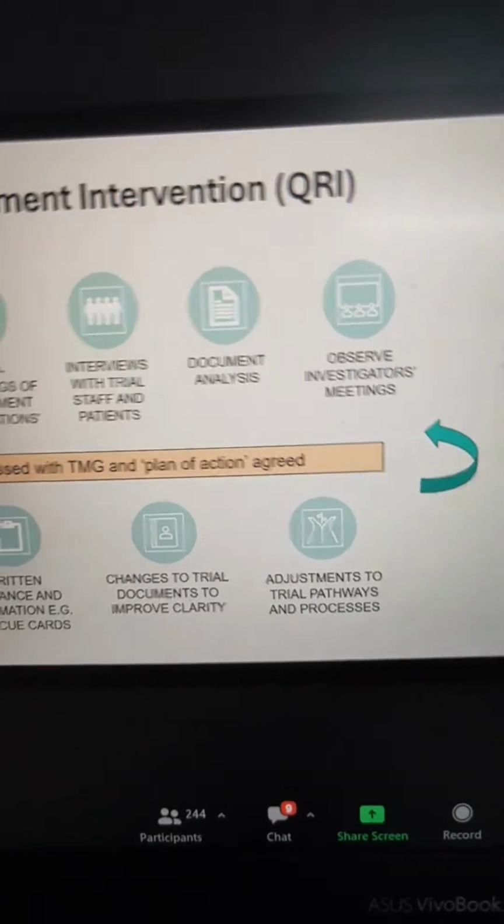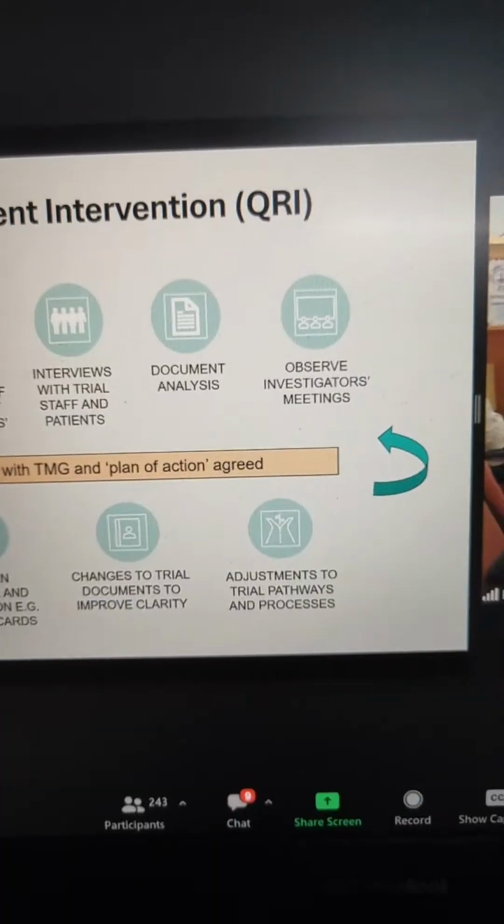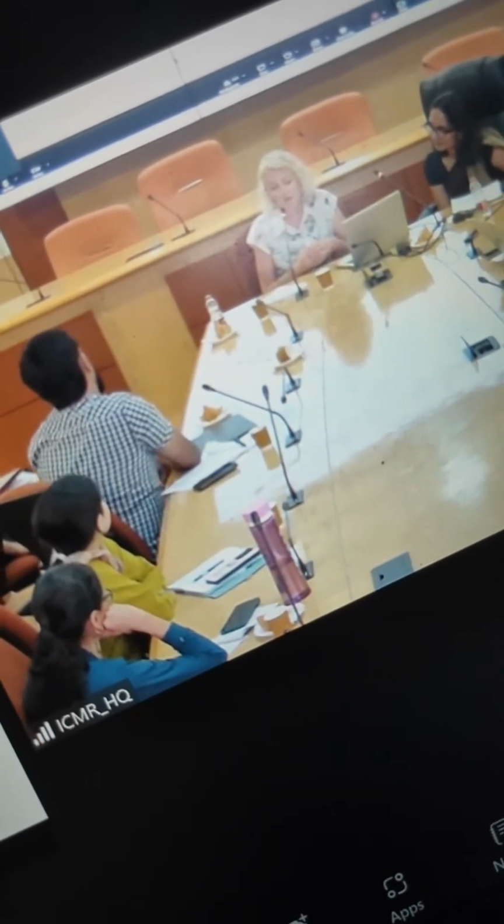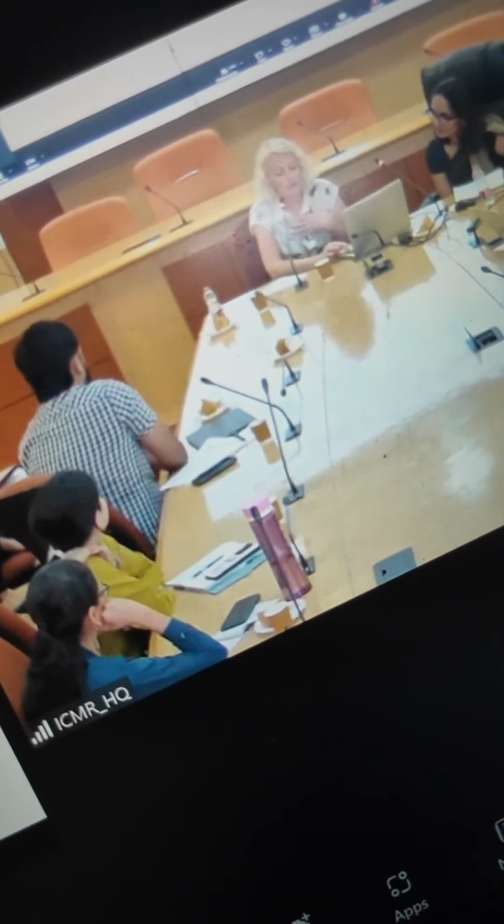We might want to change the trial documents. If some of the documents are leading perhaps towards one of the treatments, we might want to redress that balance. We might want to adjust the trial pathways and processes to make it more streamlined.